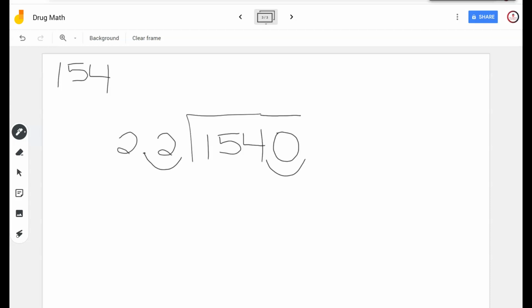Now we're going to divide, okay? So now you're working with the number 22. Does 22 go into 15? No. Does 22 go into 154? Yes. It goes in 7 times, okay? Now, I did this when I was a kid just to kind of help myself, right? It says 7 times 2 is 14, plus 1 is 154.